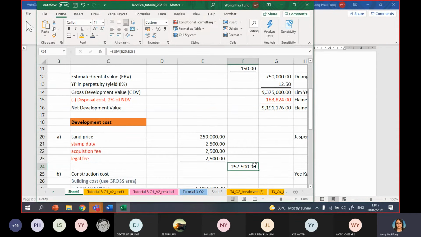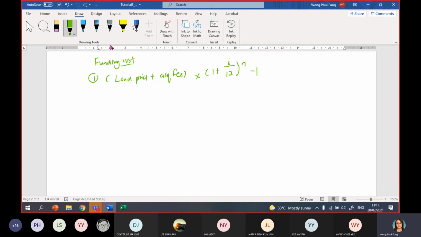257,500. You cannot use this one. You have to use the land cost, then price plus the site acquisition fee. So this will be 257,500 times 1 plus i. i is the interest rate. You state in decimal. The interest rate given in the question is 9%. So you use 0.09 divided by 12 because the interest is compounded monthly. So it's actually 12 times.